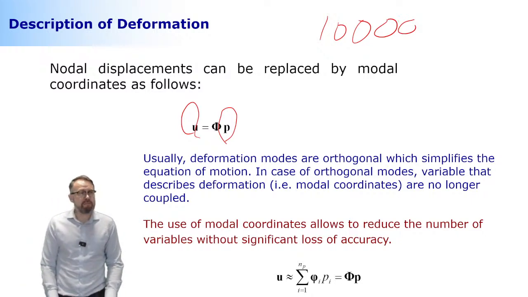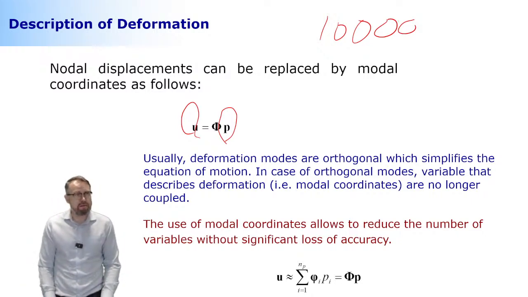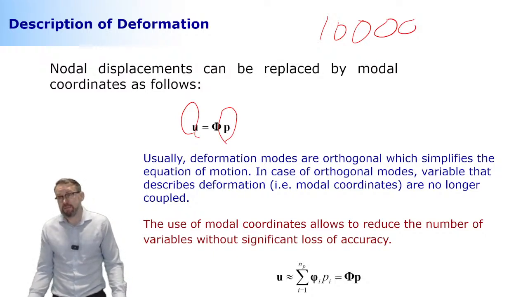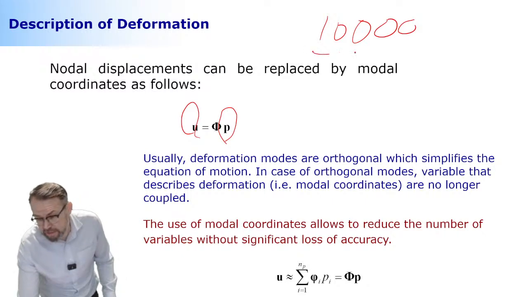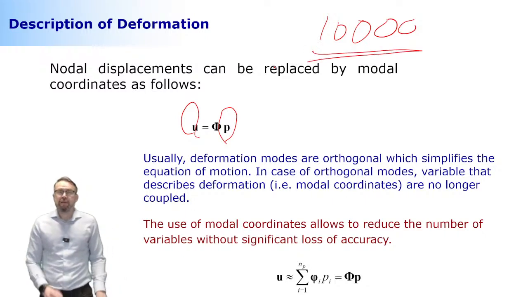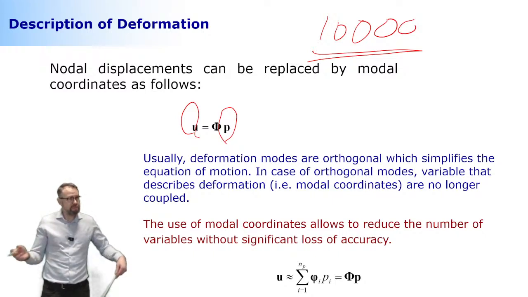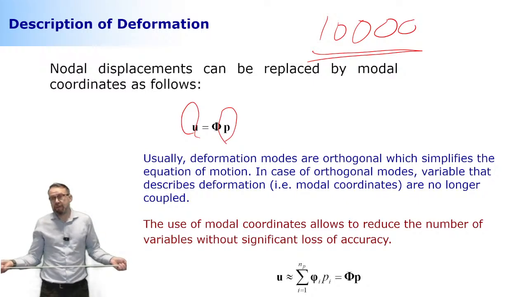It means that this finite element model that is describing a single body can deform in 10,000 different ways. 10,000 different ways. That's what it is. Because these nodal degrees of freedom are each of them telling the ways that the structure can deform. That's a lot. 10,000 different ways.